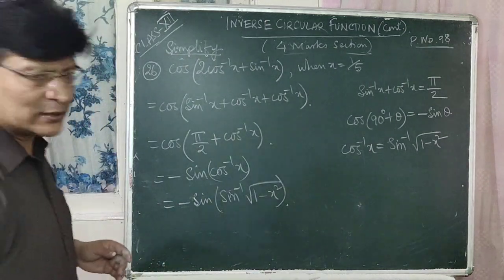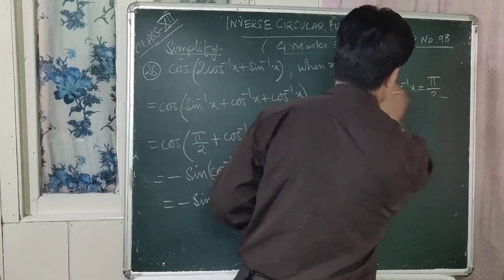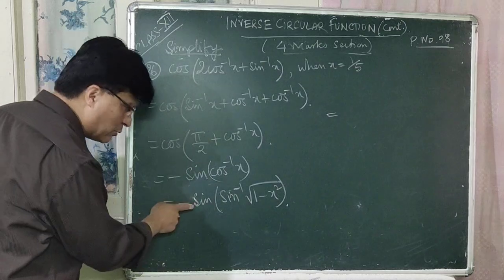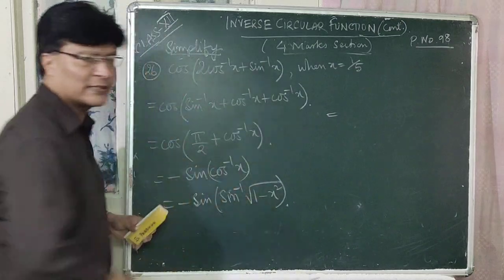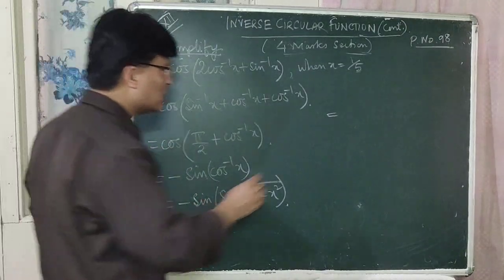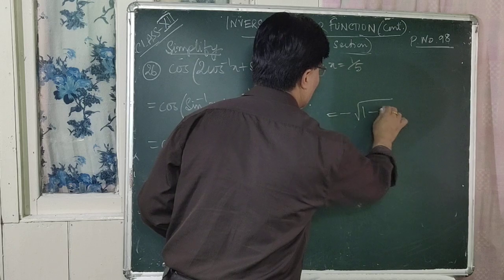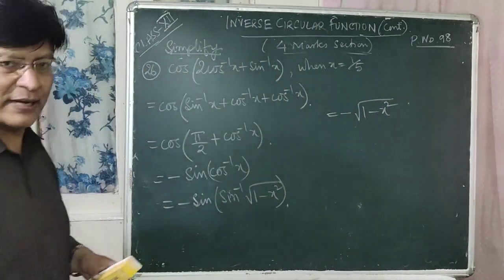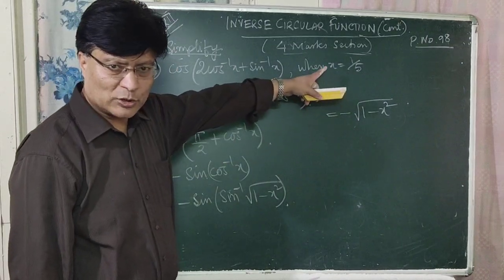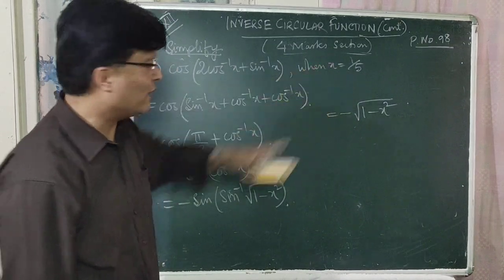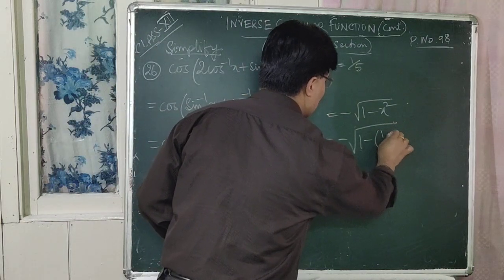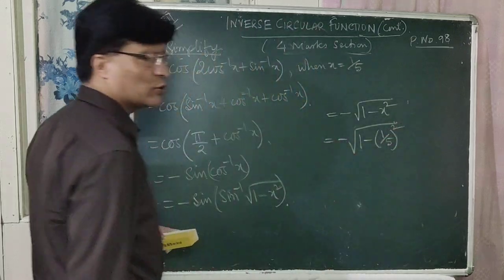So I think you have understood it. Now let us simplify it. In the next step, what will you write? Now this is in the form sine inverse x. If it is sine inverse x, you will write only x, isn't it? But in this case it will be minus root over 1 minus x squared, right? So now we can put the value for x. The value for x is given, x is equal to 1 by 5, right? So let us put it: minus root over 1 minus 1 upon 5 whole square.